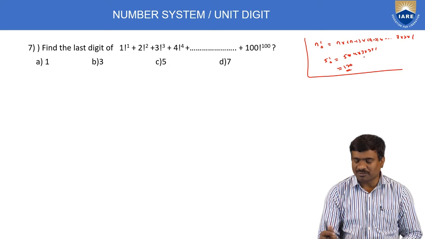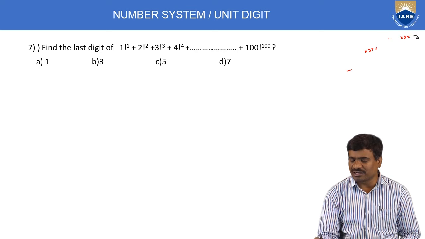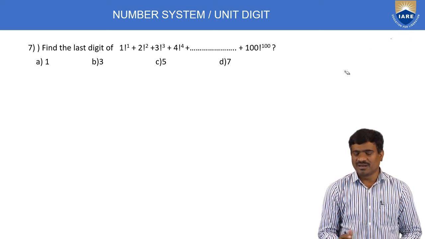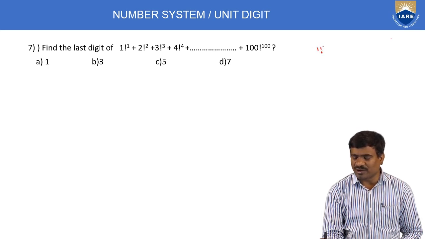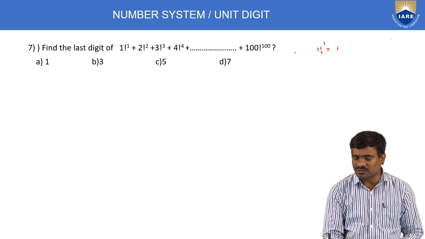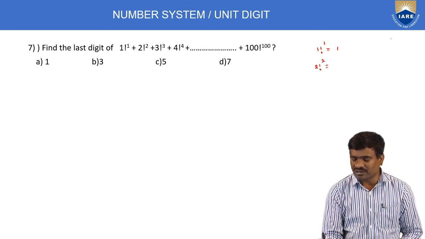This is the definition of factorial. But this problem uses the factorial symbol notation. Calculate each individual unit digit. First one, 1 factorial is 1. 1 to the power of any number is equal to 1. Next, 2 factorial all to the power of 2. 2 factorial is equal to 2. 2 squared is 4.